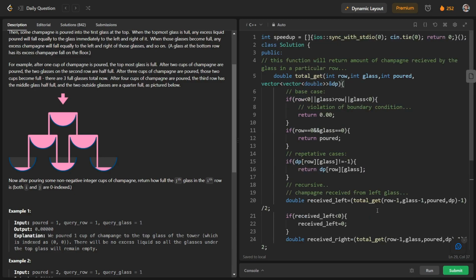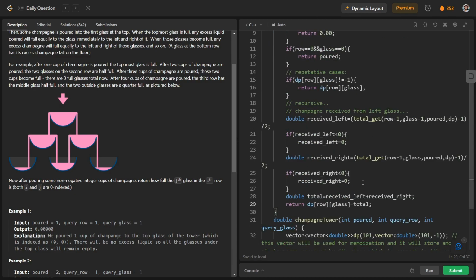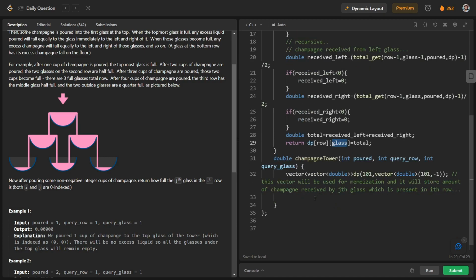Okay, so in this way this function will work. This function will return the total amount of champagne received by a glass present in this row and this glass. And in our main function, what we have to return is the total amount of champagne which has been stored in this particular row and glass.